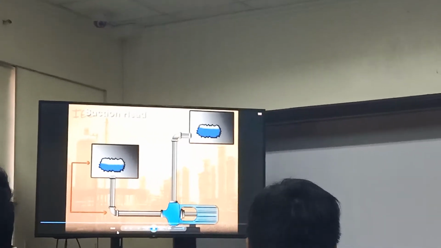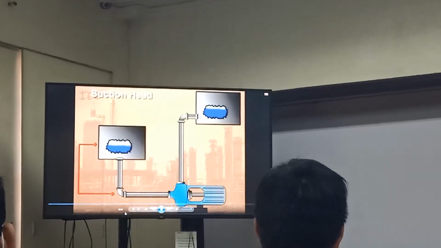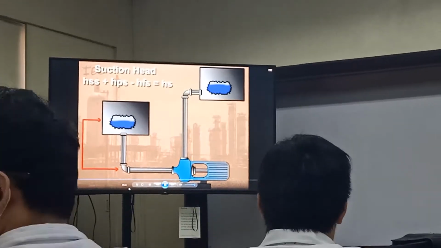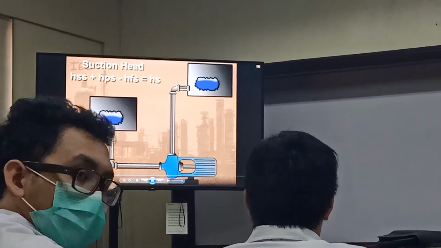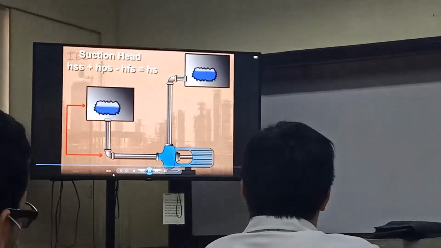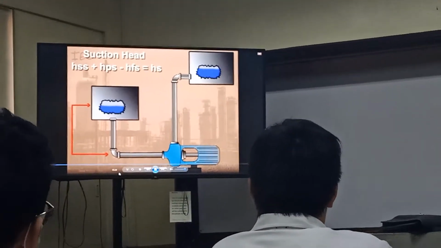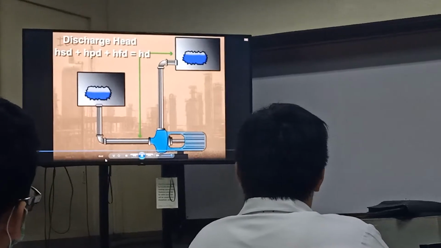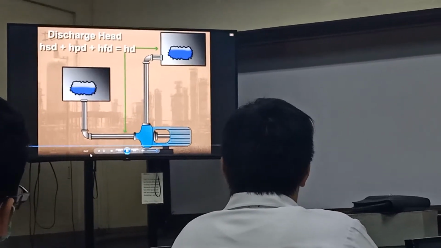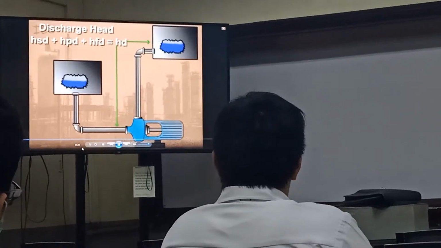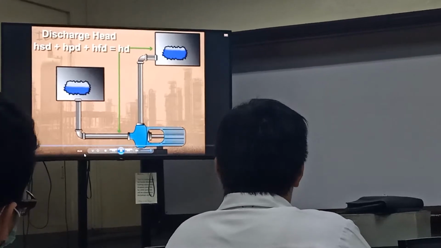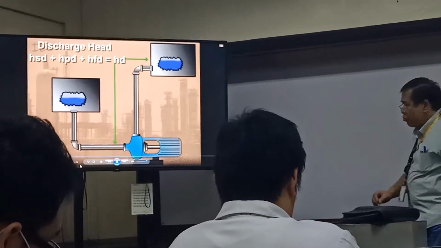The total suction head consists of three separate heads. The total suction head equals suction static head plus suction surface pressure head minus suction friction head. The total discharge head is also made up of three separate heads. Discharge head equals discharge static head plus discharge surface pressure head plus discharge friction head.